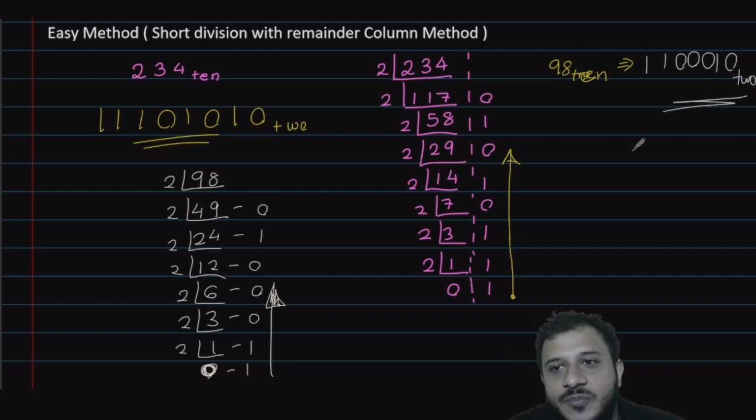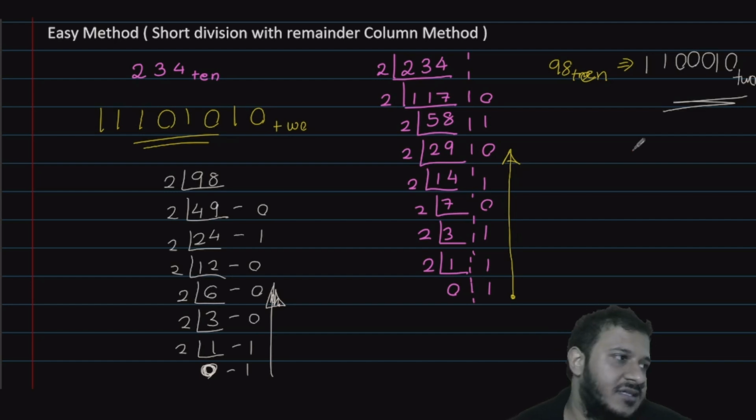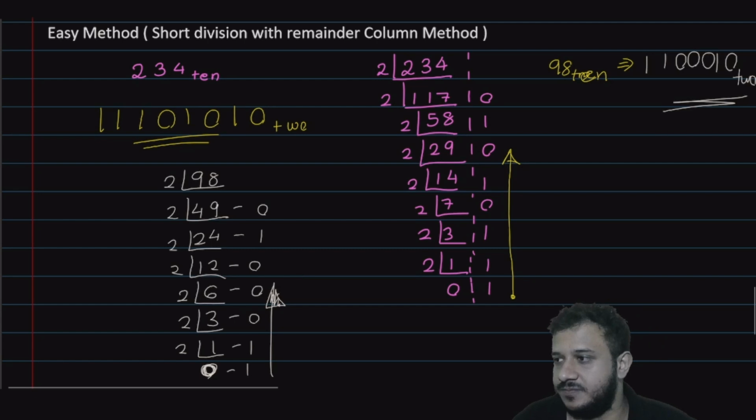Did you guys understand it? It's much faster, right? This method. Much faster, much easier. There we go. Everyone so far so good?